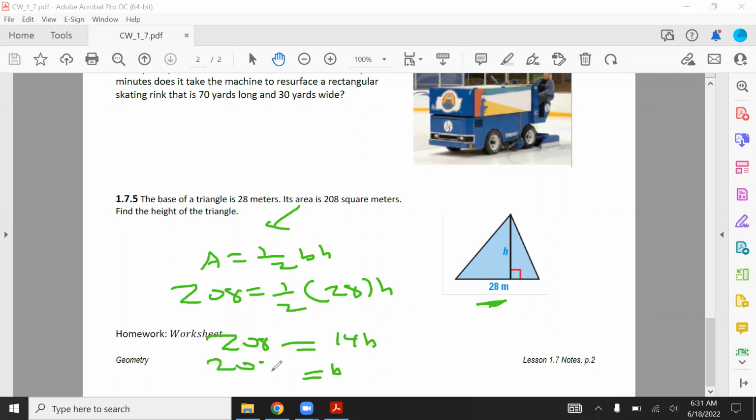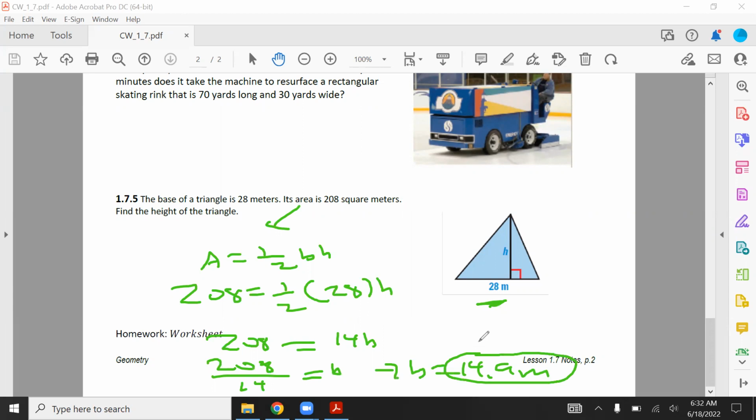Then you got to do 208 divided by 14. So let me compute that really fast. 208 divided by 14. About 14, a lot of weird numbers here. 14.9. And give the units: 14.9 meters.